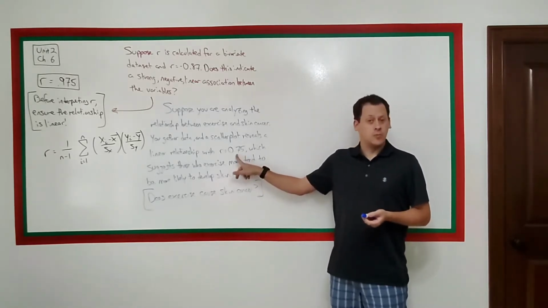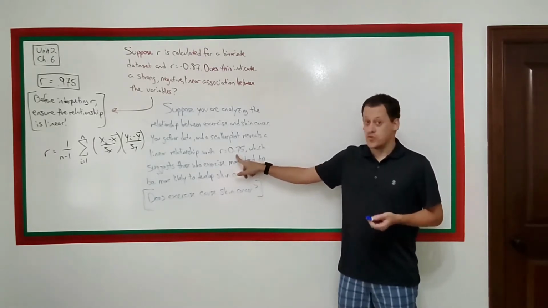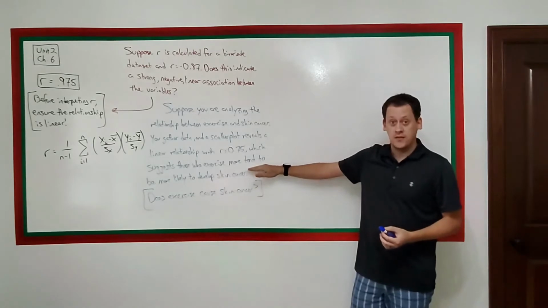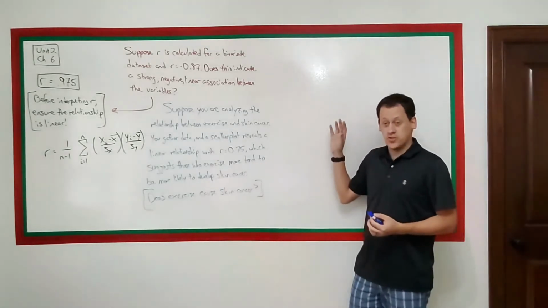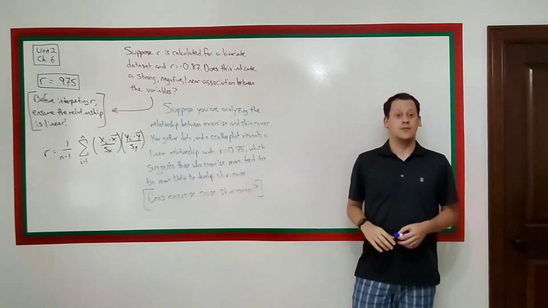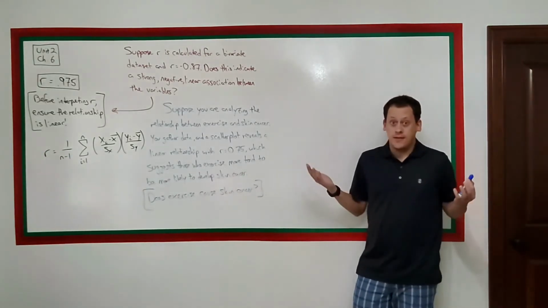Is that how we can interpret this number? We're saying there's a strong positive linear relationship. They tend to be linked. They tend to move in the same direction. So can we conclude that exercise causes skin cancer? More exercise, more skin cancer.